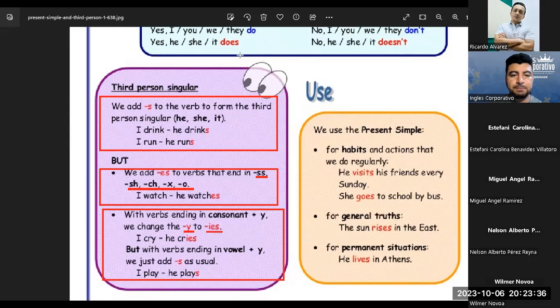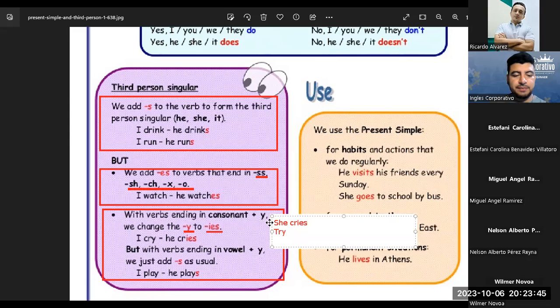Voy a poner un ejemplo de eso acá. Como en la primera condición. She cries. Tenemos otro verbo que es tratar. Acá podría ser he cries. ¿Ok? Bien. Ahora, con el último, tenemos los verbos play, say, stay, pay. ¿Ok? En estos verbos solo le vamos a agregar la S porque antes de la Y va una vocal.